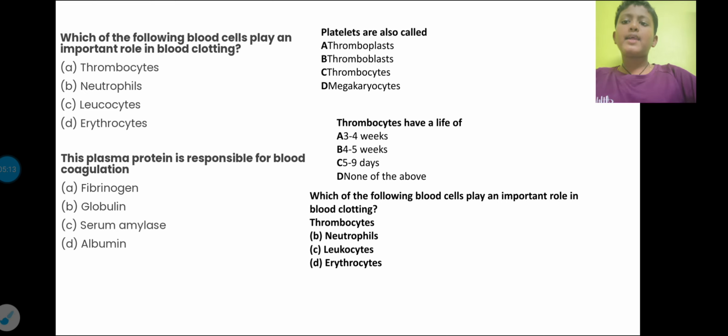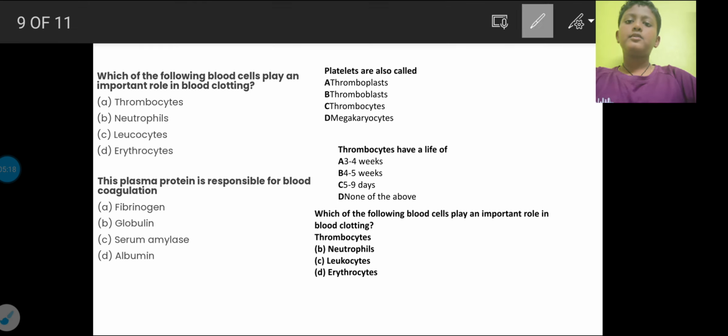Which of the following blood cells play an important role in blood clotting? Thrombocytes, neutrophils, leukocytes and erythrocytes. We all know that thrombocytes are also called platelets and they are involved in clotting. So the correct answer is A, thrombocytes.